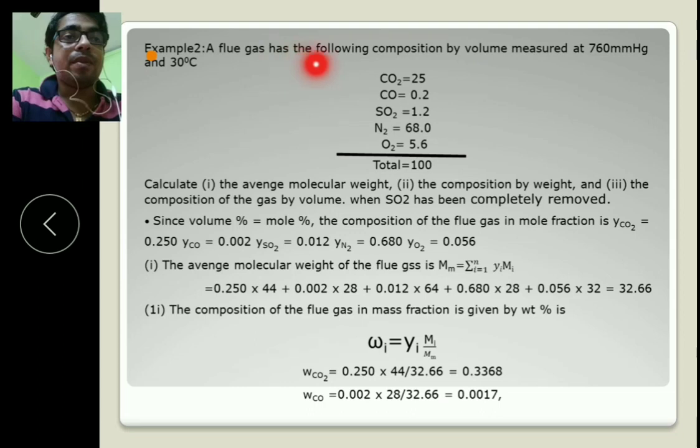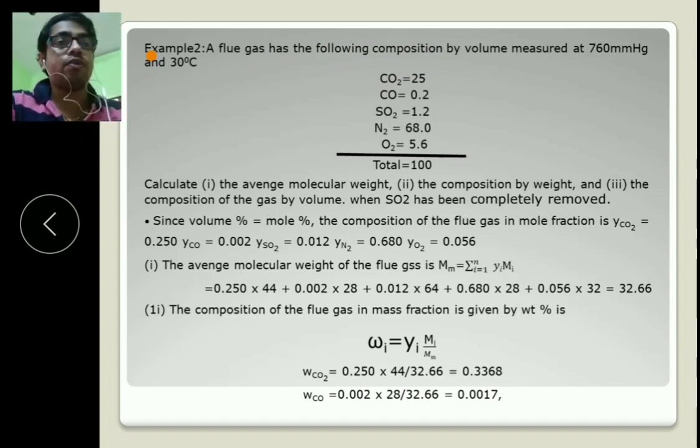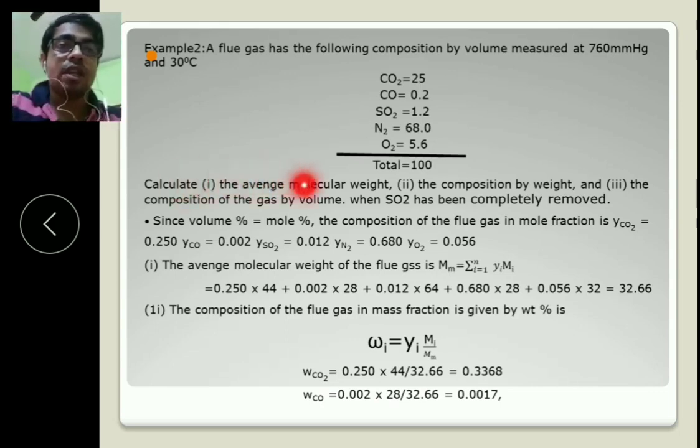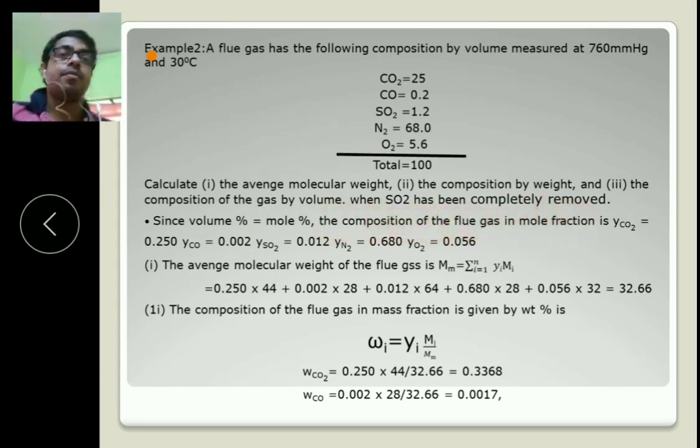Flue gas has the following composition by volume. Here also in volume percent, measured at 760 millimeter mercury and 30 degree centigrade, the composition is carbon dioxide 25%, carbon monoxide 0.2, sulfur dioxide 1.2, nitrogen 68, and oxygen 5.6. First, calculate the average molecular weight. Second, the composition in weight percent. Third, the composition of the gas by volume when sulfur dioxide is completely removed.